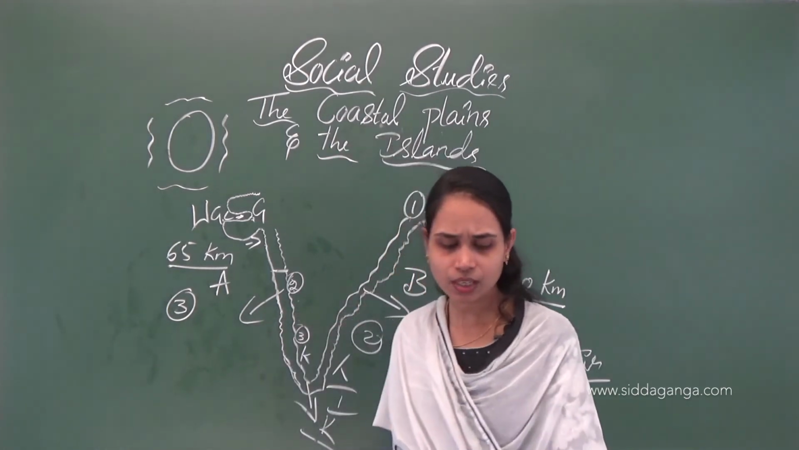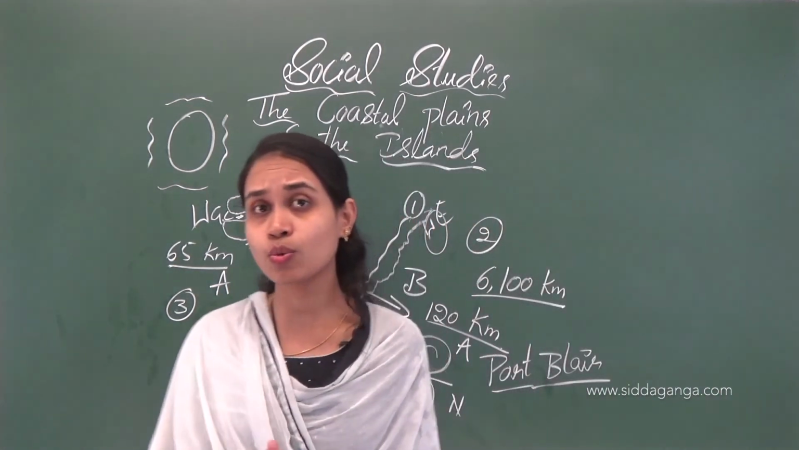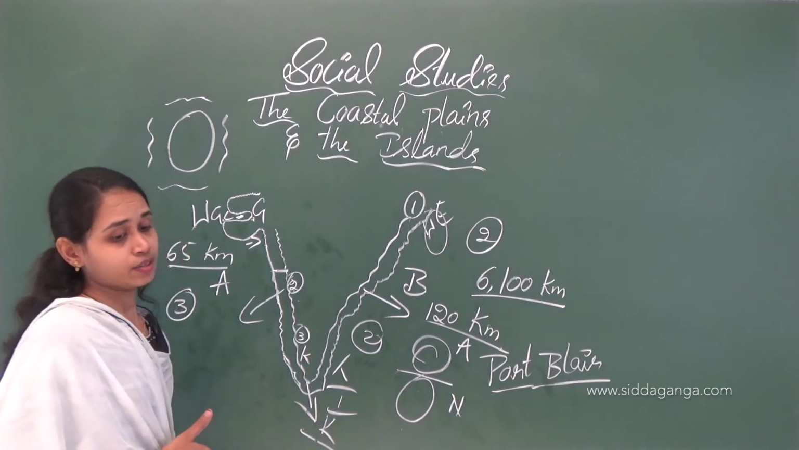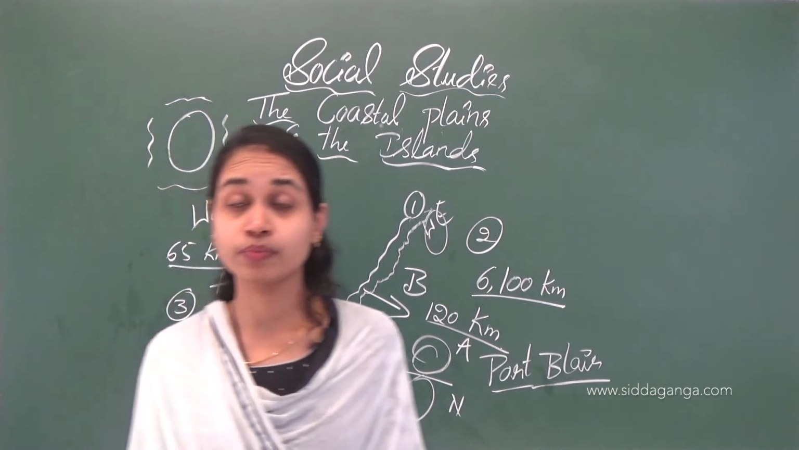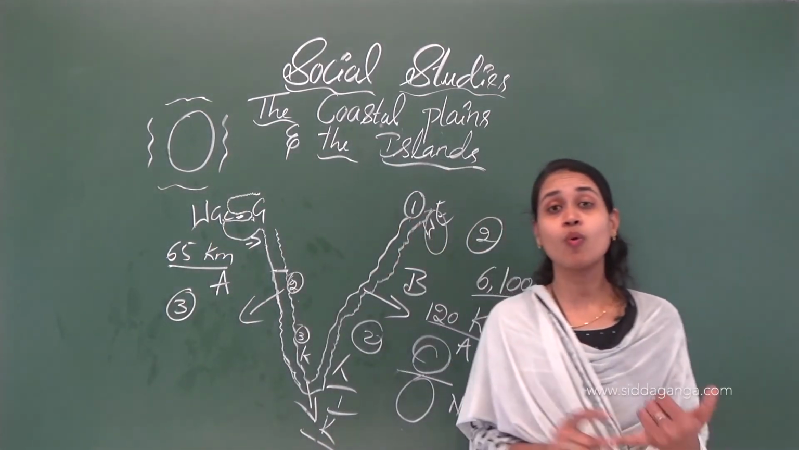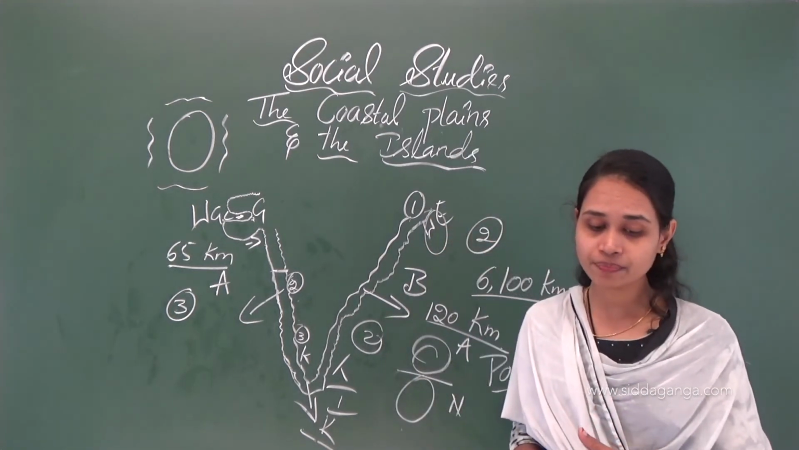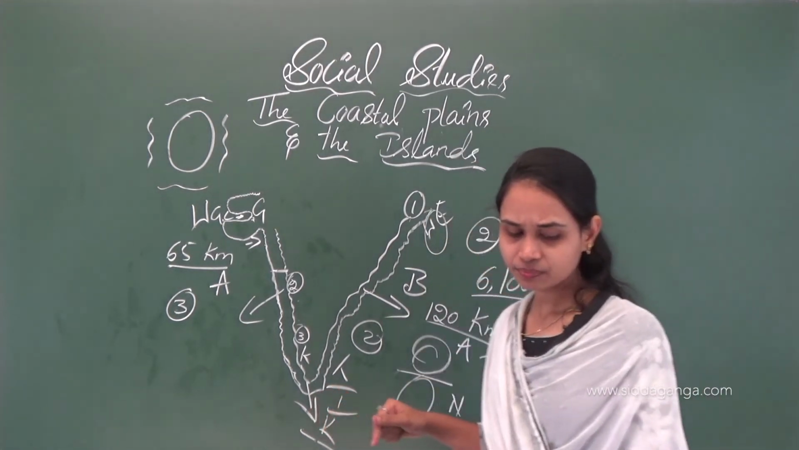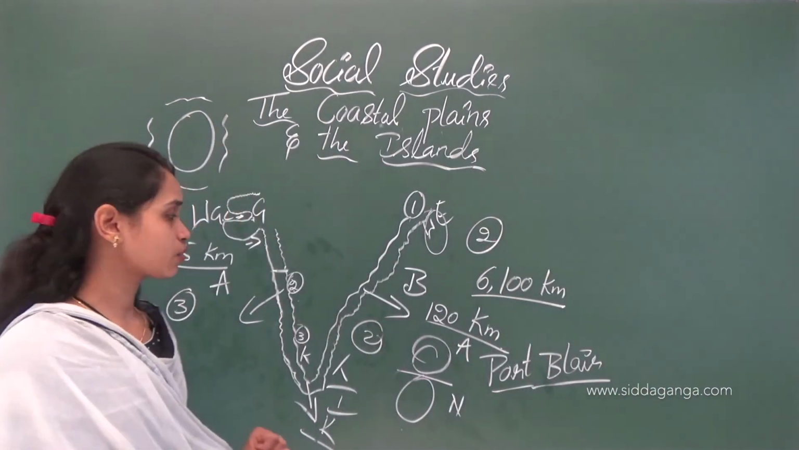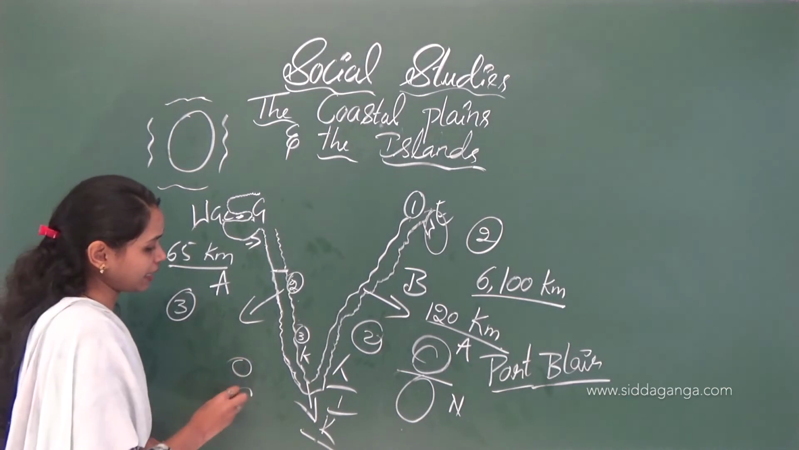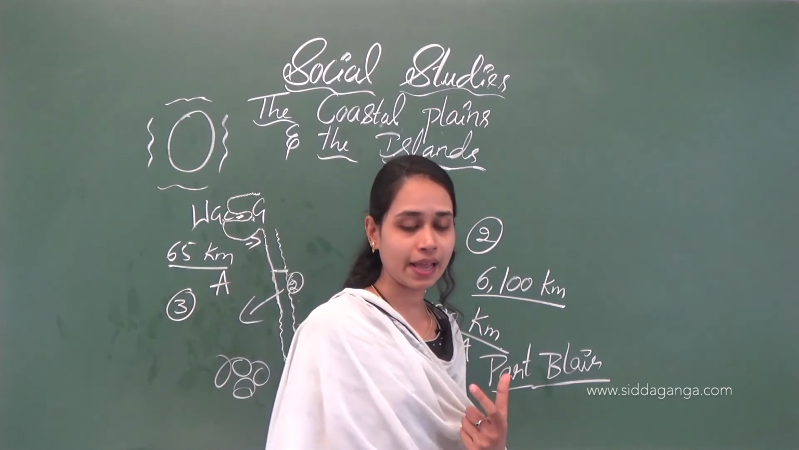Okay. So here they are spread over 110 square kilometers. There is a group of very small islands. Lakshadweep is a very small island group.